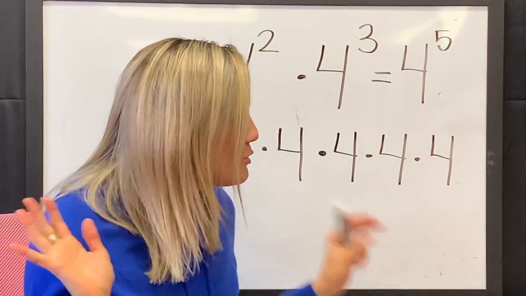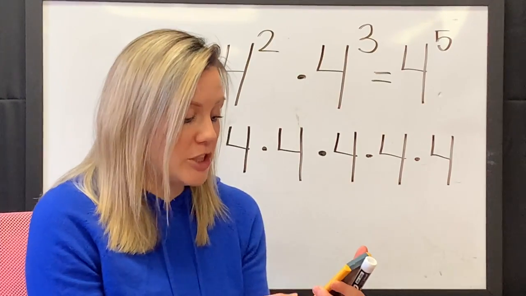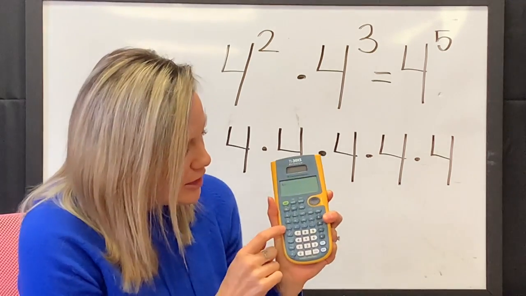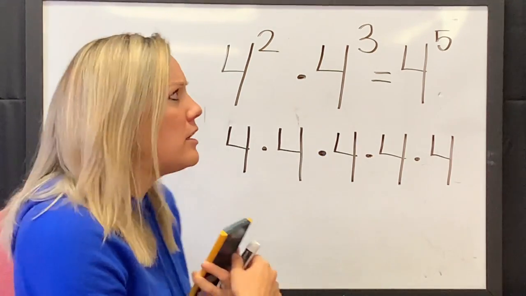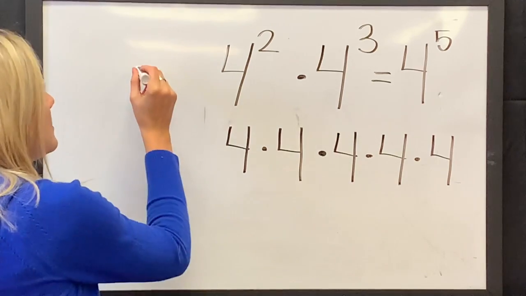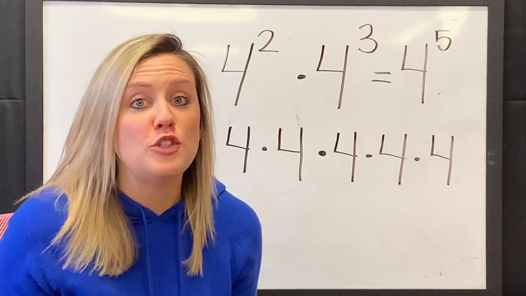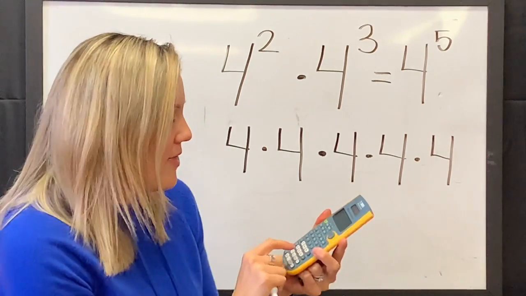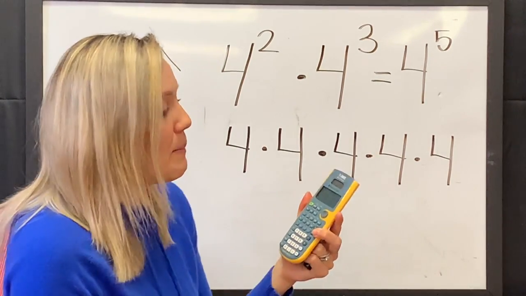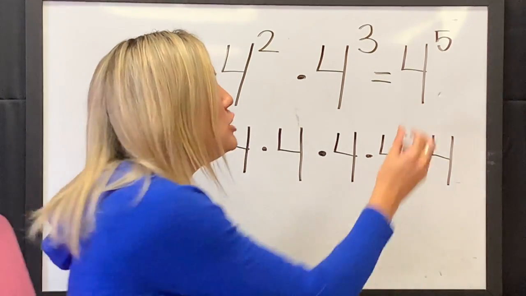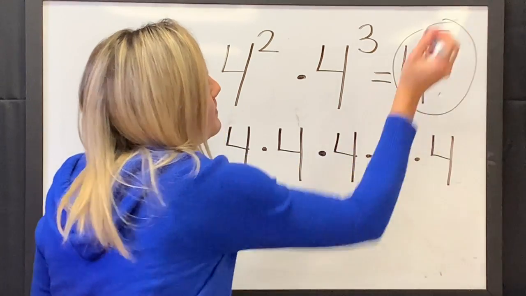Let me see what it is really quick. When you enter it into your calculator, you're going to press 4, and then you might see this little arrow button on your calculator. It looks like this. You would press that, and that means to the power of, and then I'm going to type a 5 in, and my answer is 1024. But a lot of times you could just write your answer like this.